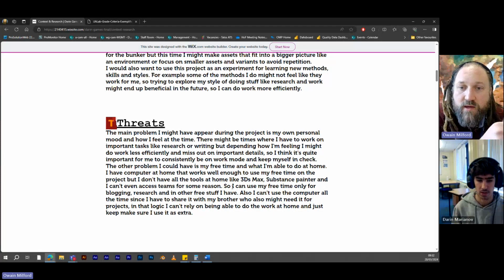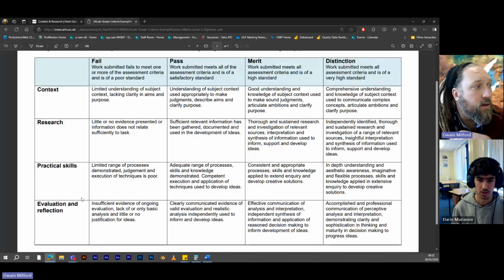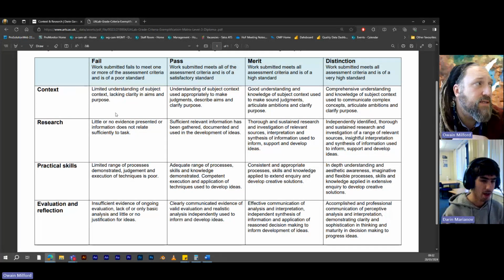So if you think about those two things that we've looked at already, they're tying into context, what you're making, why you're making it, and evaluation and reflection of your own ability. Yeah. So you're already starting to hit those criteria, which is really good.